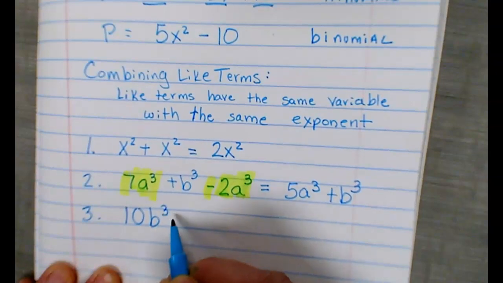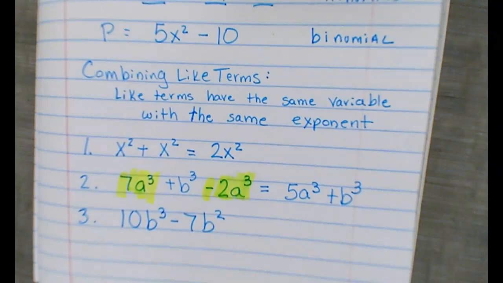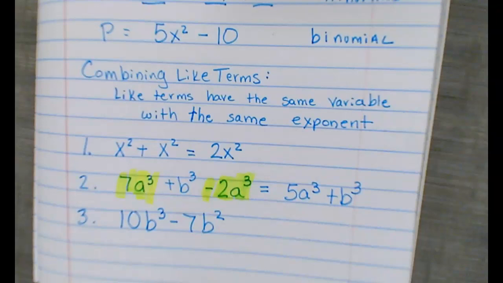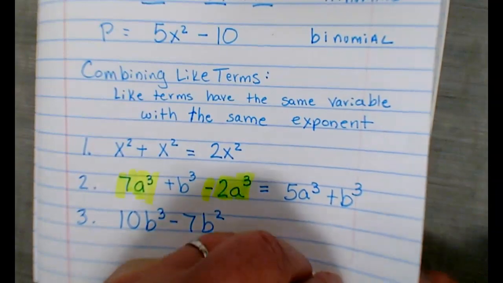10b to the third power minus 7b squared. Does that have a like term? It has the same letter, b. Do they have the same exponent? They are not like terms because they have different exponents. I can't do anything with that. I should rephrase that, because we are going to learn something you could do with that. But you cannot combine those terms because they're not like terms.